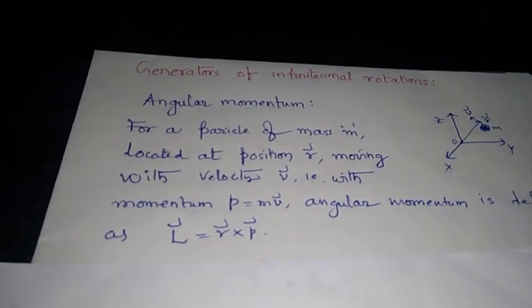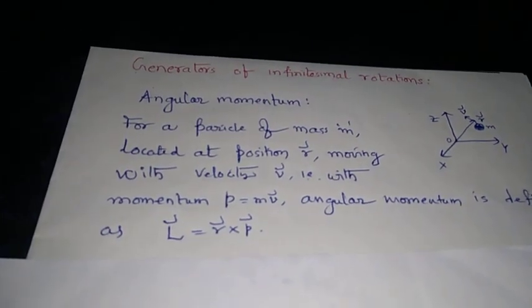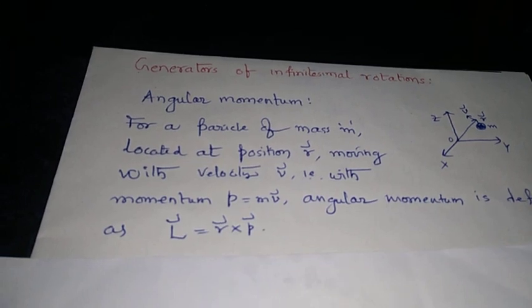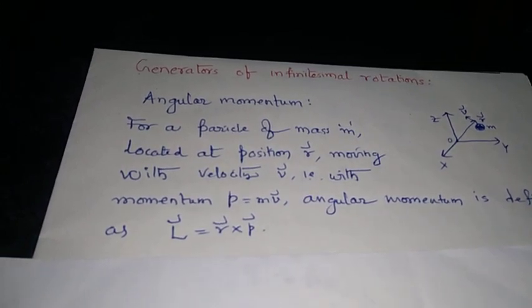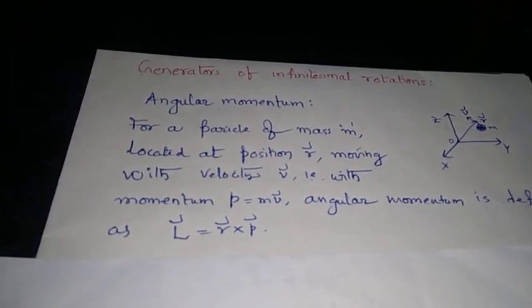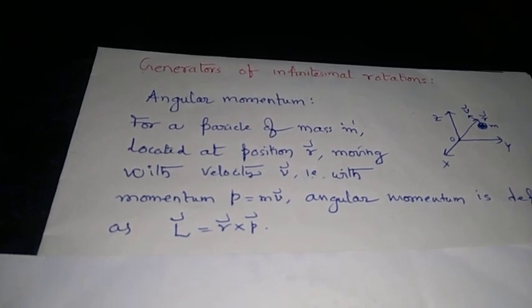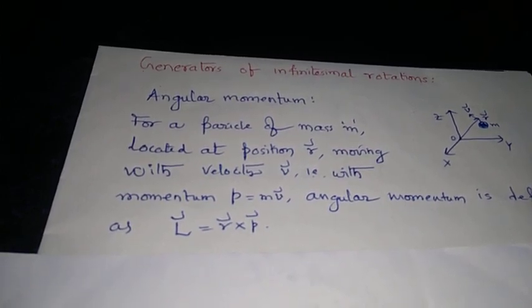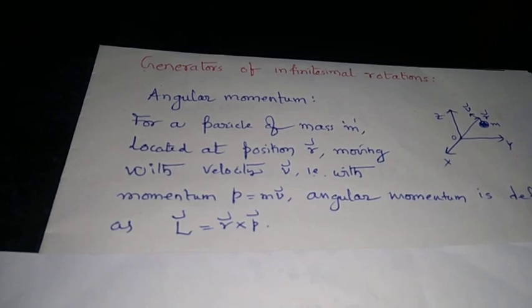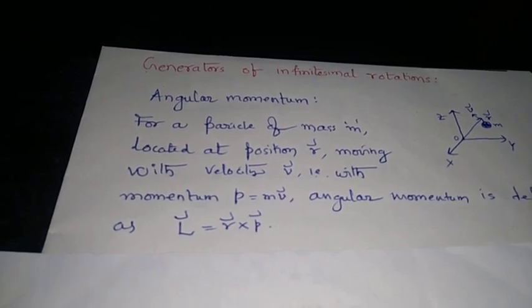The topic of the video is generators of infinitesimal rotations. Angular momentum of a particle of mass m located at the position vector r and moving with velocity v is defined as L equals r cross p, where p is momentum, which is mv.